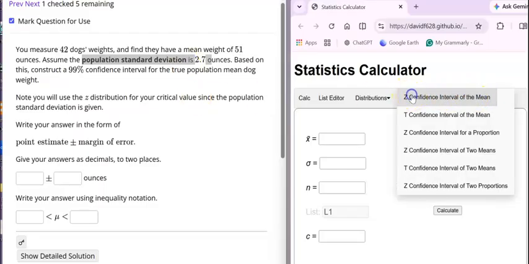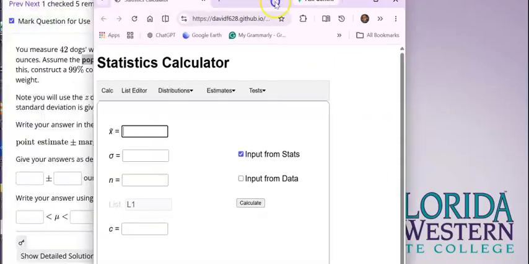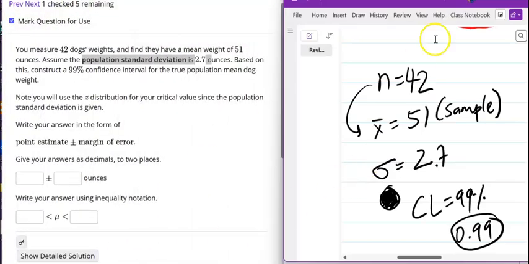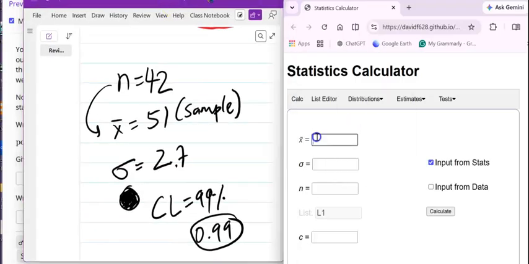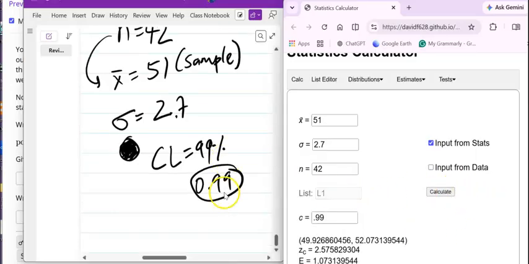So you select this option here, the first option. So you put x bar, which we have from before. Let me see here. X bar is going to be 51. My bad. Sigma here is 2.7, the given population standard deviation. Sample size is 42, right? And then C here is 0.99. Okay, so if I do that, you see Calculate here, and then you see the values here.